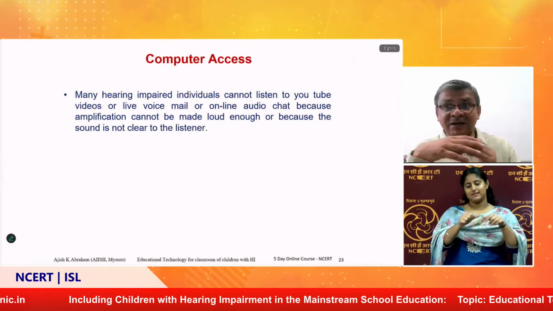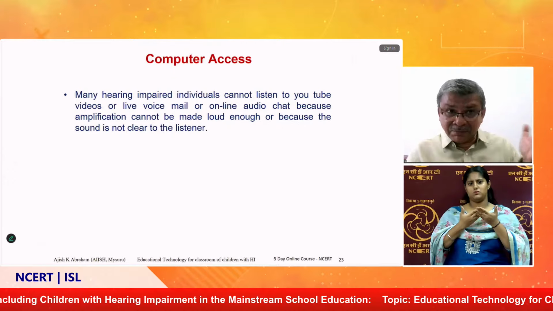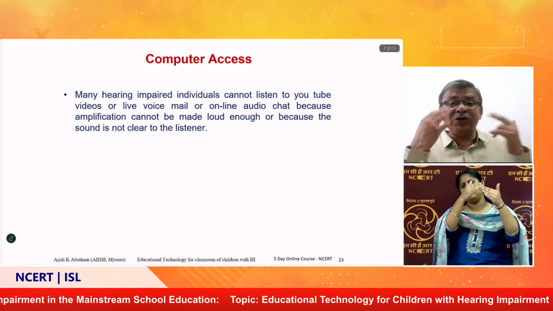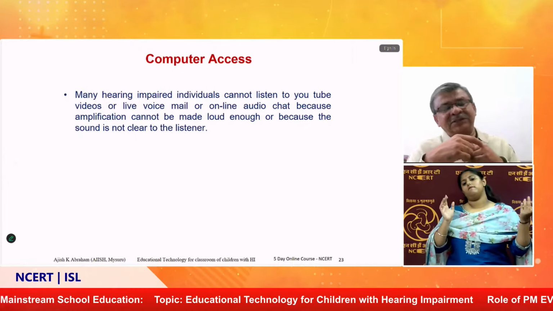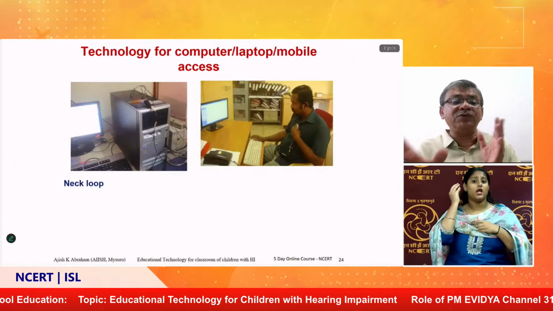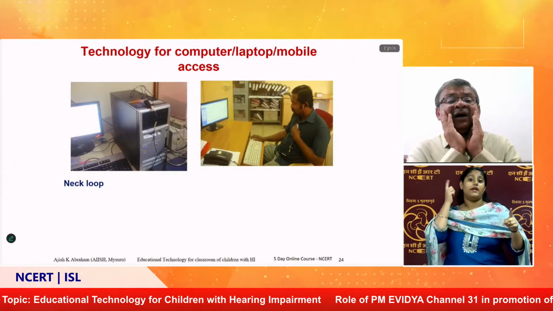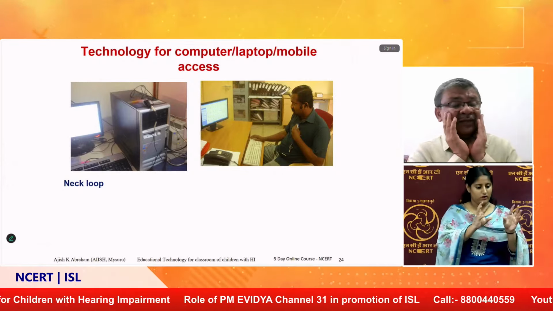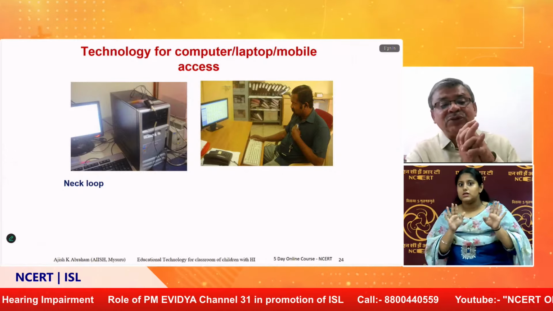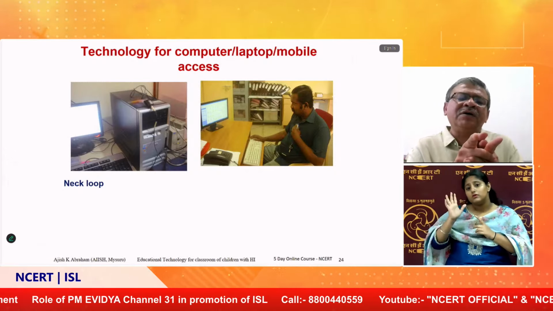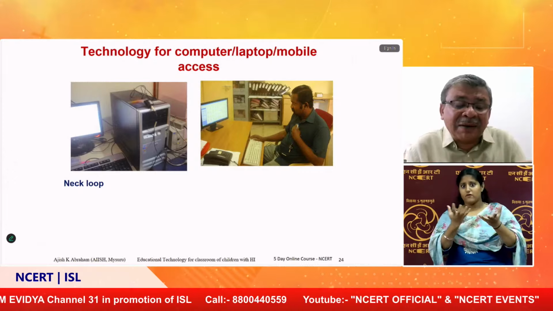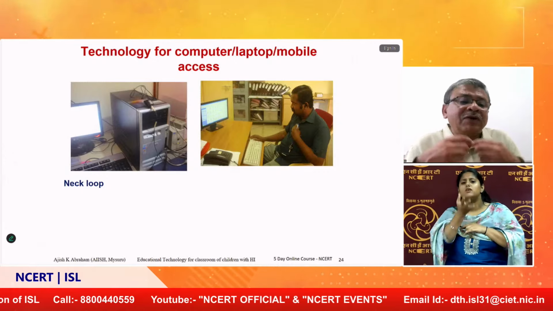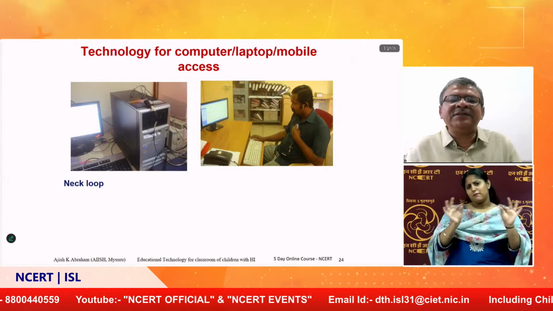Nowadays all the schools have got computer centers where the children are allowed to browse the net, hear YouTube videos and learn things. But hearing YouTube videos is very difficult for a child with hearing impairment, because his listening through the headphone is not as good as ours, and his listening through the speakers is also not as good. Therefore, there are technologies which make computer access very easy for the child. One very simple technology which helps in that is called neck loop technology.